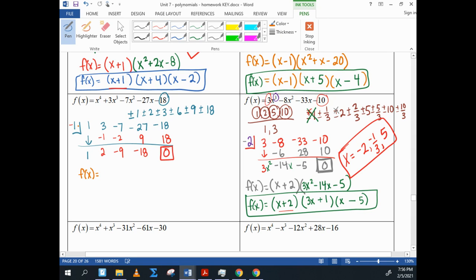All right, so when I rewrite this in factored form, remember, if -1 is my 0, my factor is going to be x plus 1 right there. And then notice right here, since I started with the 4th power, this 1 this time represents x to the 3rd power. And then 2x squared minus 9x minus 18. So that's going to go in the lovely parentheses here. We've got an x to the 3rd plus 2x squared minus 9x minus 18 right there.